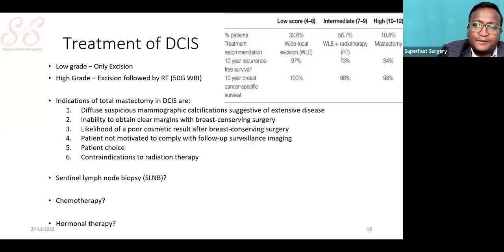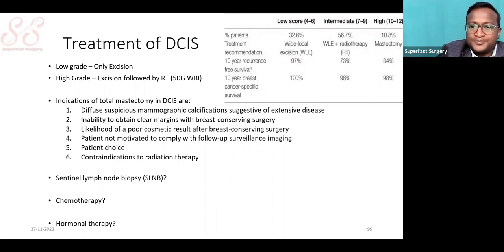Now, should we do sentinel lymph node biopsy? Should chemotherapy be given? Should hormonal therapy be given? Now the key thing that we need to understand is that up to 20% of DCIS can be upgraded to invasive ductal cancer on the final pathological report.